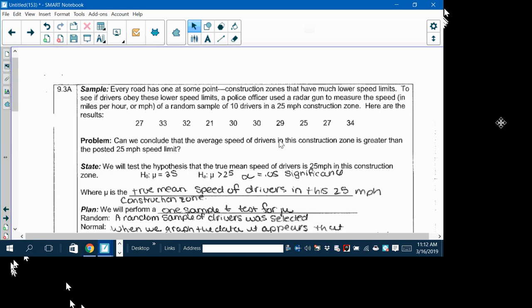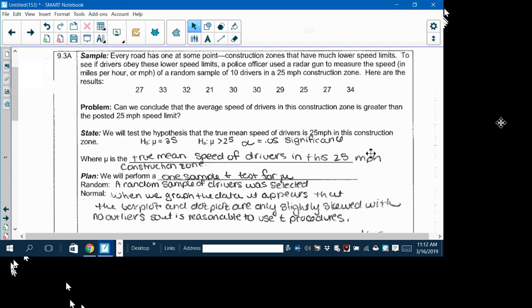Every road has, at some point, construction, and in those construction zones we have a lower speed limit. So some police officer decided to calculate what people were driving in these construction zones. And he's thinking, you know what, people are going to be driving over that speed limit. So he's going to test it, and we're going to conclude whether or not we can accept our alternative hypothesis.